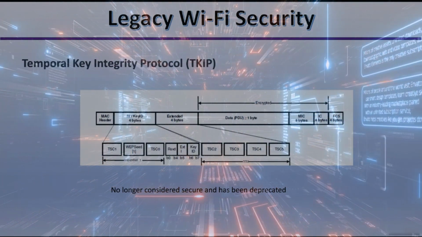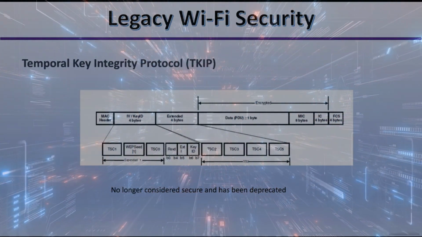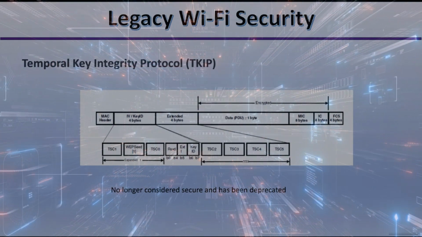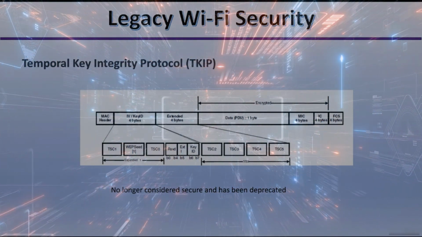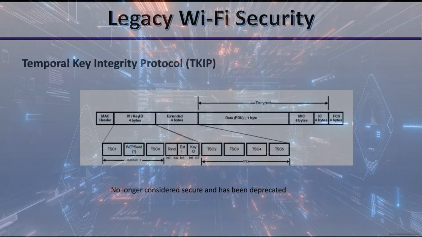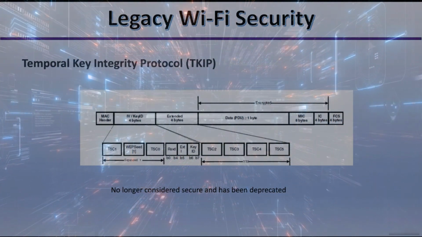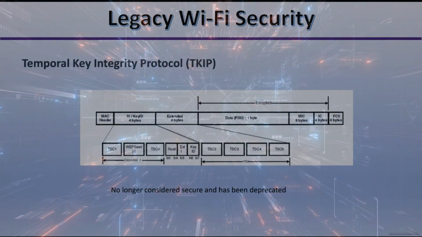Also, we have TSC2 to 5, the upper IVs, which increment by 1 after the lower IVs rotate. And these come into play during Phase 1 and contribute to the overall sequence numbering process.